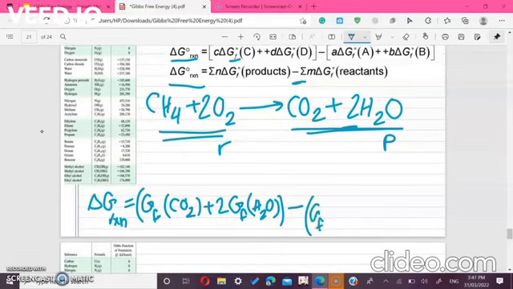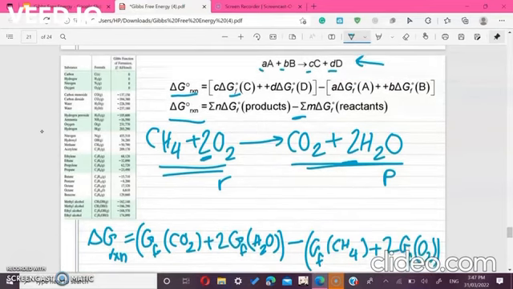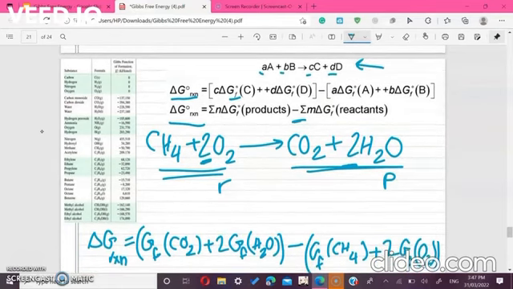Now we minus G formation for the reactants, so CH4 plus 2, since we have 2 moles of oxygen, 2 G formation for oxygen. That's our equation.